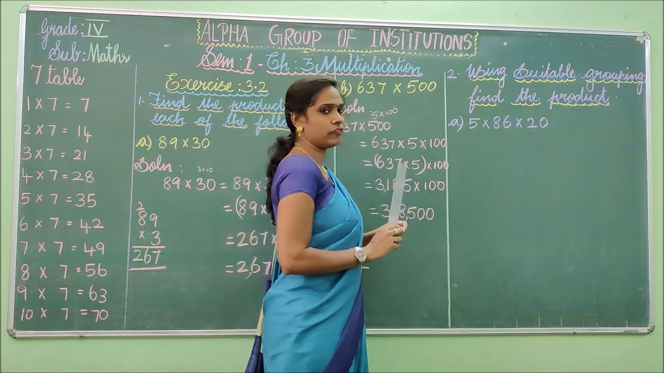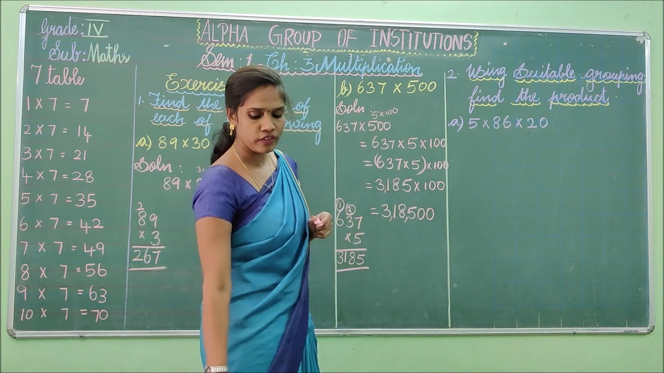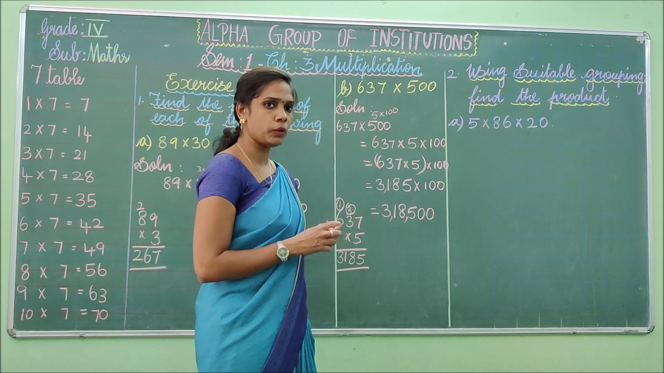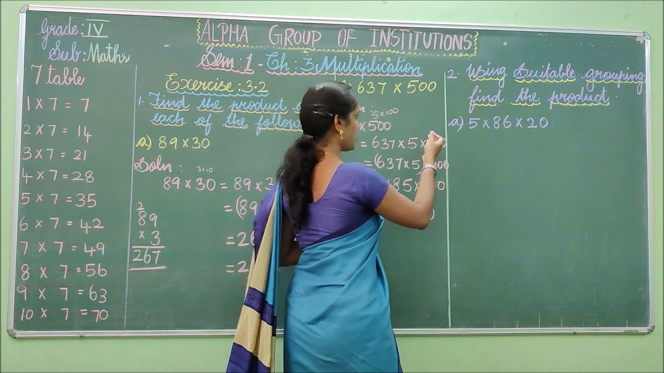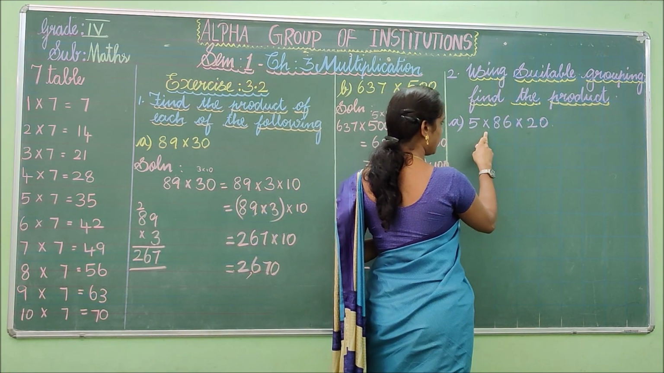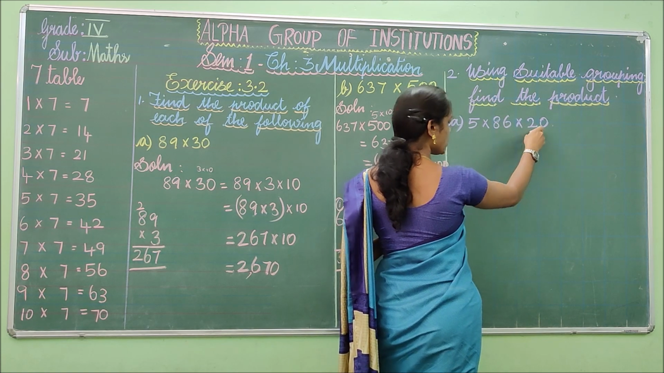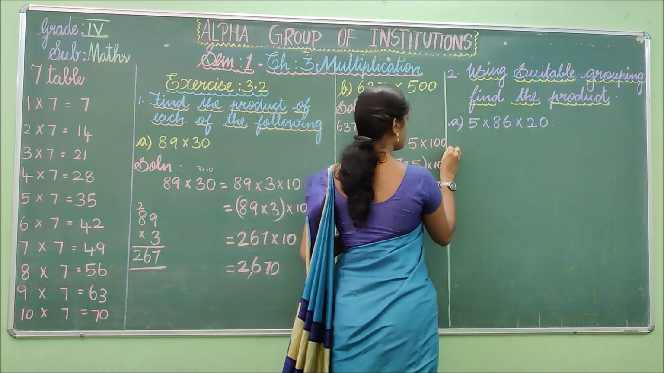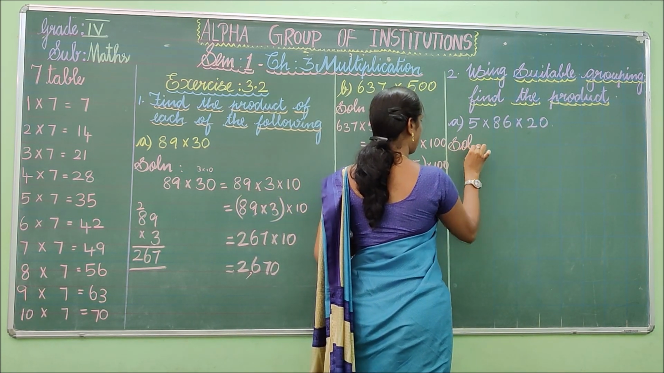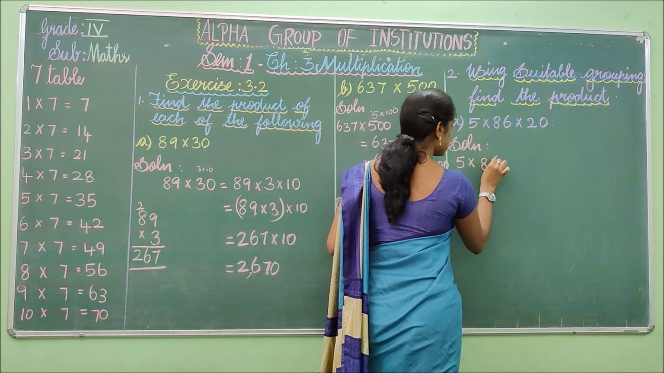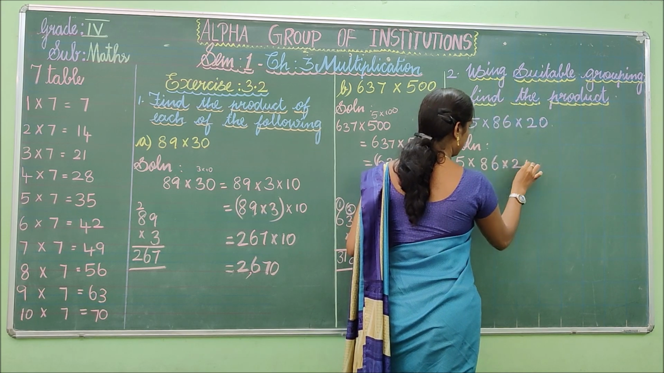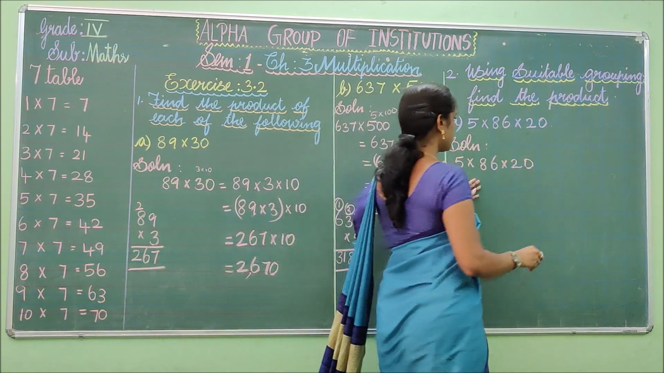So here they have given the 3 numbers. Okay. So we have to form a group and then we can multiply. Shall we do this one now? See here, what is the first problem? 5 into 86 into 20. Okay. See the solution, how to group the numbers. See here, 5 into 86 into 20. Okay. This is the question.